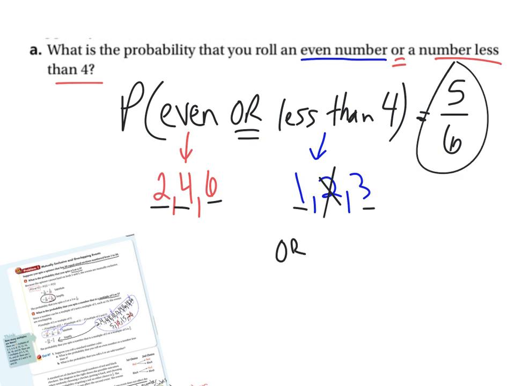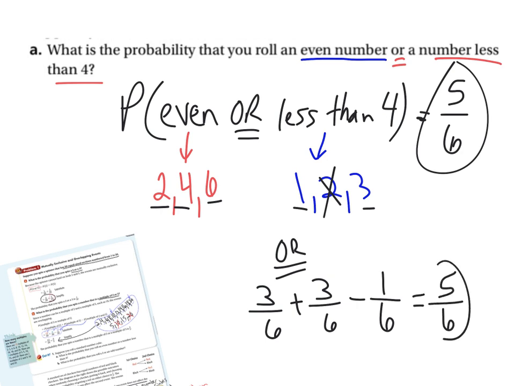If you did it the way the book was suggesting, that would be a 3 out of 6 plus a 3 out of 6 minus, there was one that showed up on both lists, one overlapping section, and you'll get the same answer that way also. So again, it's just kind of a personal preference, which way seems easier for you to work that out.